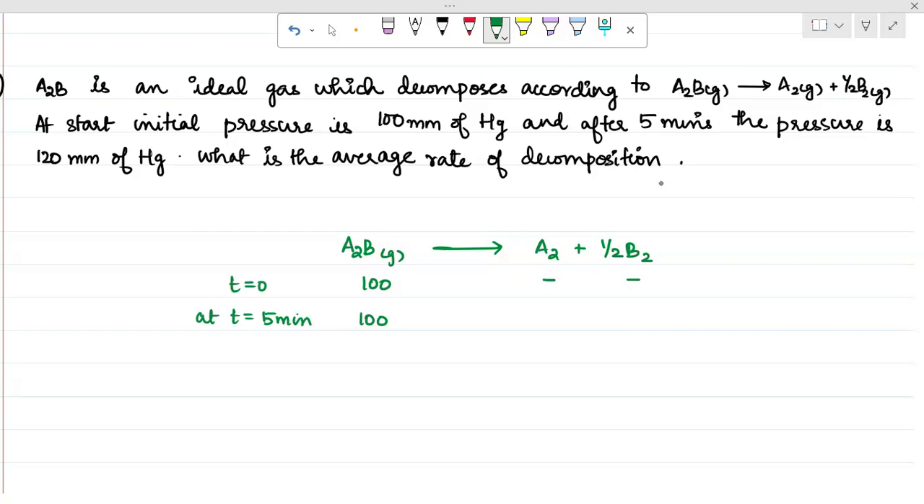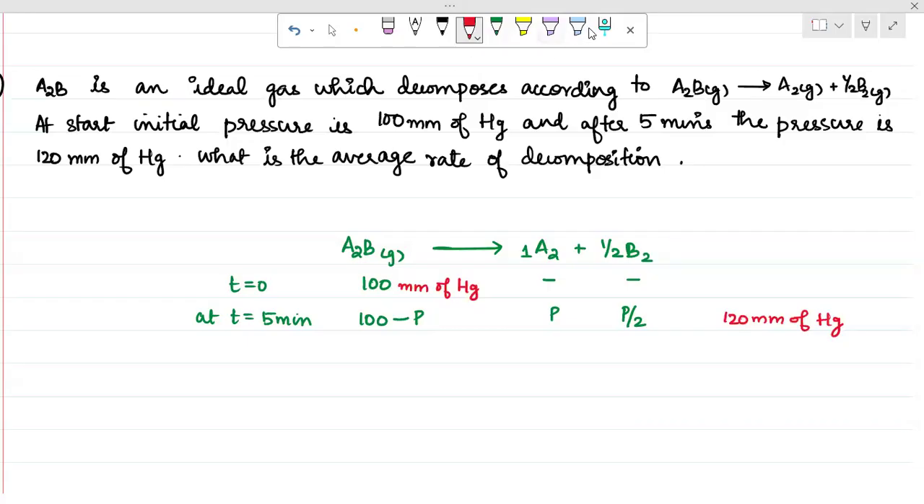Okay, so since it is in pressure, I'll write P. We don't know how much. Some of it has been consumed or decomposed. So you will get A2 whose stoichiometry is 1, so you'll get P over here. And you will get B2 whose stoichiometry is 1 by 2, so you will get P by 2 over here. Okay. So initially it was 100 mm of Hg. And at 5 minutes it is said that it is 120 mm of Hg. Now understand that mm of Hg is a unit of pressure for gaseous elements.